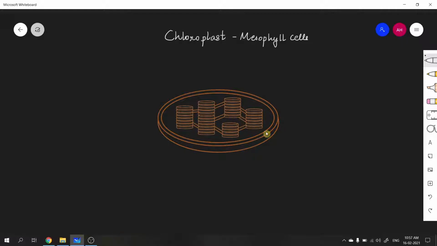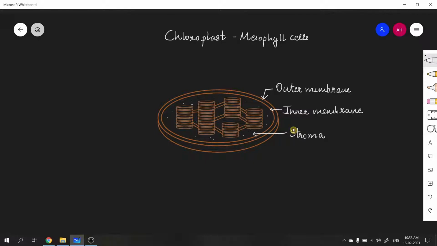We're going to see each and every part labeled here now. We'll start with the membrane. As you can see, it is a double membranous structure. So this is the outer membrane, and then you have the inner membrane. So chloroplast is surrounded by a double membranous covering, and inside the chloroplast there is this ground substance. This ground substance is called stroma.